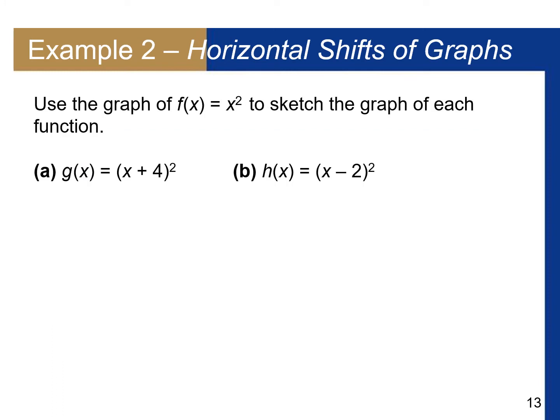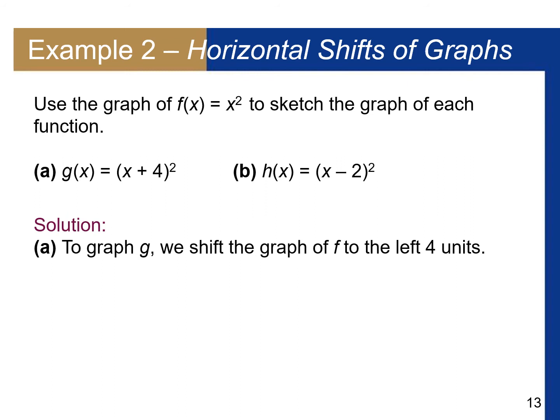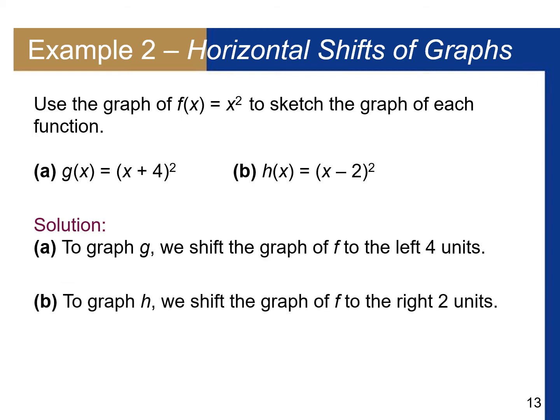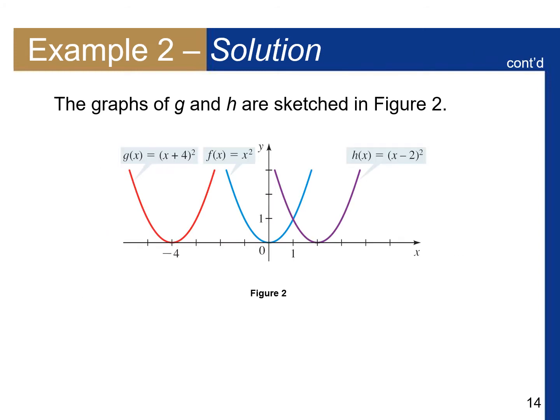Here's some examples. So the first one, we're seeing that we shifted to the left 4 units. And the second one, we shifted to the right 2 units. Here is my parent function that everybody is supposed to know. Again, right here, if I add 4, I'm going to shift it this way, shifting it to the left. And if I subtract 2, I'm going to shift it to the right 2.